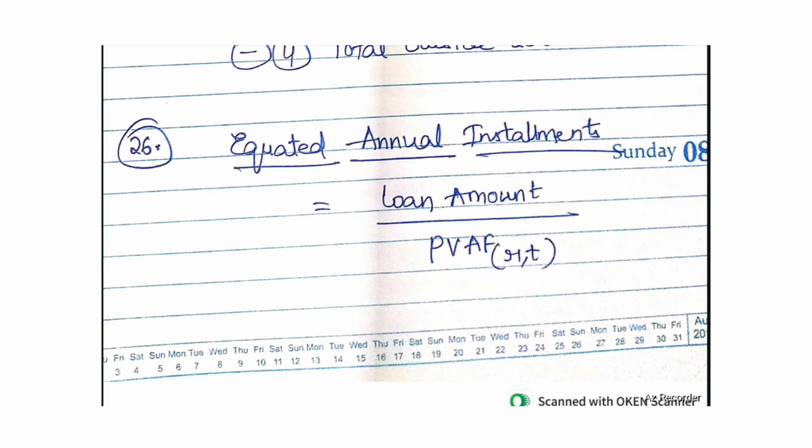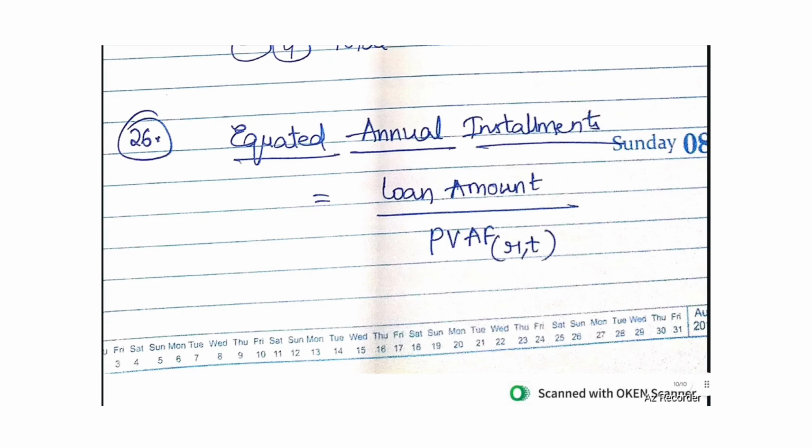Next, equated annual installments equals loan amount divided by present value annuity factor at the rate of R for T years.